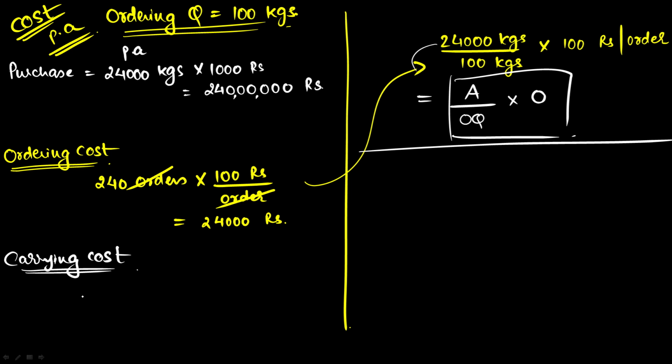At a time, you will purchase how many kgs? 100 kgs, alright? So, in your godown, on an average, there will be how many kgs? Now, it is a difficult thing. There will not be 100 kgs on an average in your godown. See what is happening, I'll tell you.